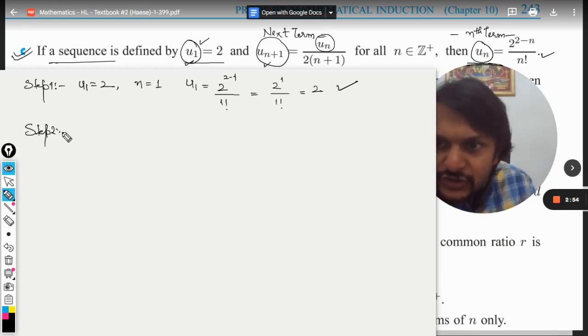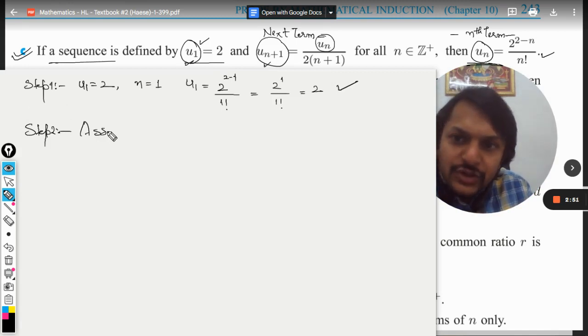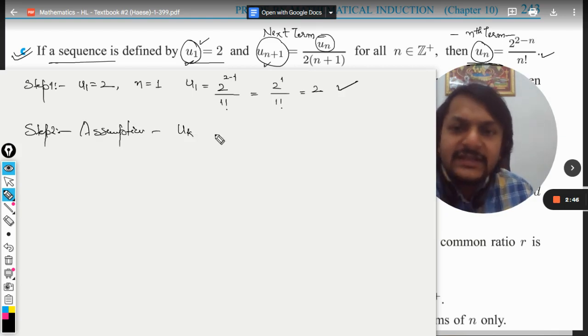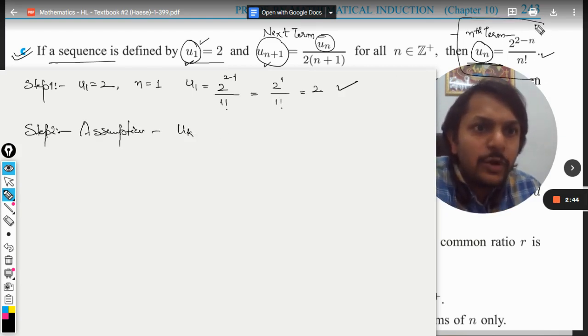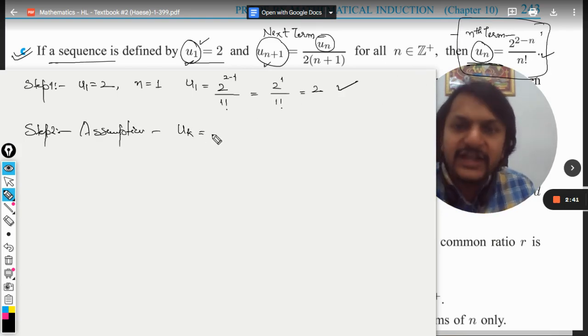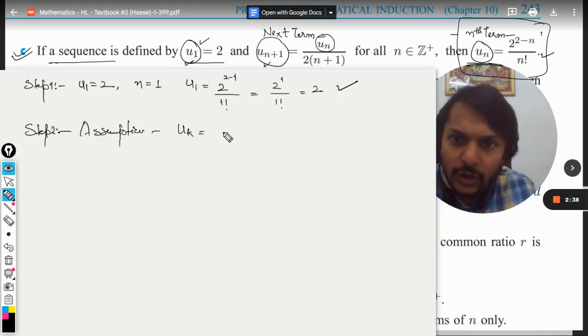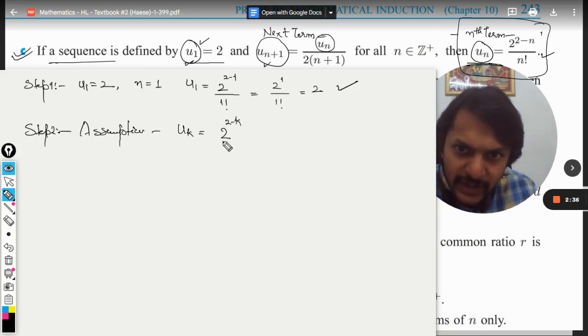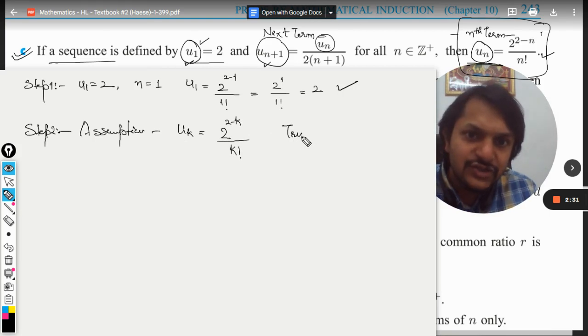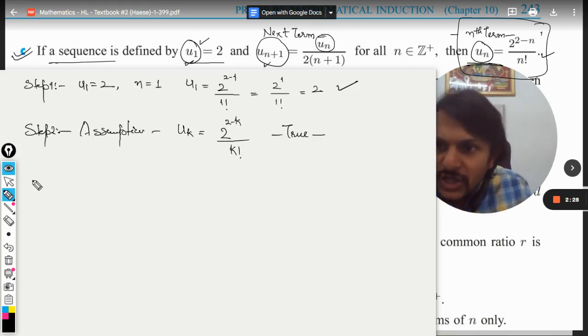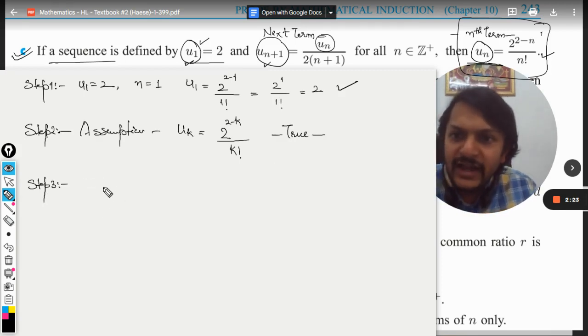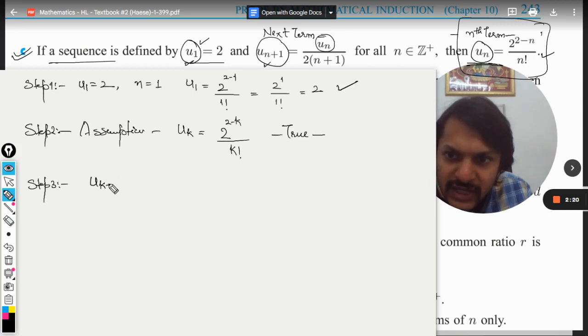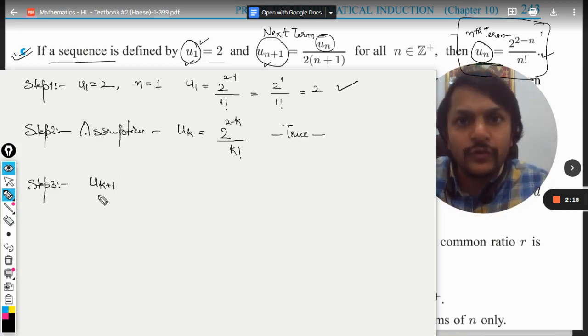Now we are moving to step number 2, and we make an assumption here. Now what is that assumption? We make the assumption for uk, that in this formulation we put n is equal to k. So we create one particular term which was earlier not created: 2 raised to power 2 minus k divided by k factorial. And we make the assumption that this is true. This is our assumption. So step number 3 is that we now find another term, that is uk plus 1. Now this is what we want to find.